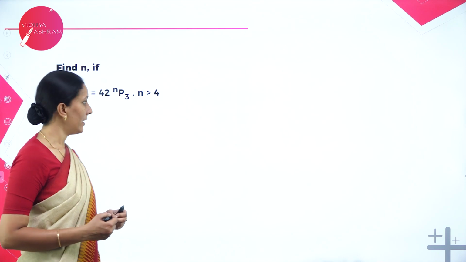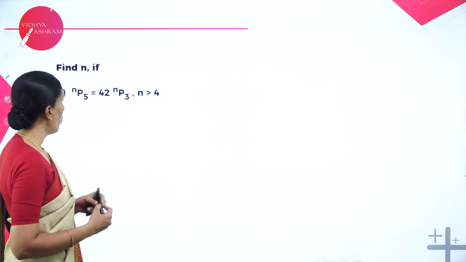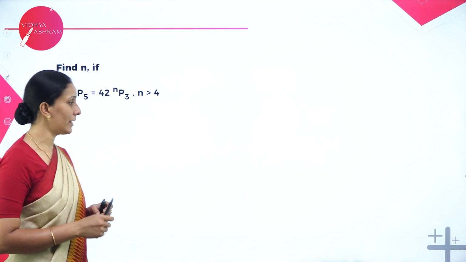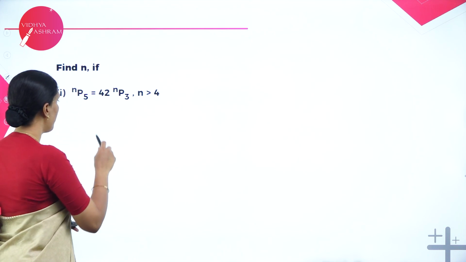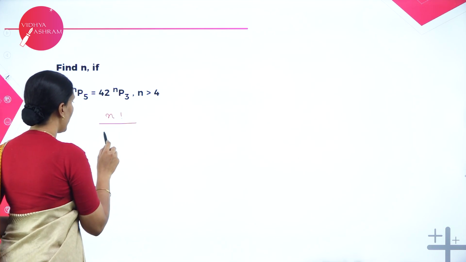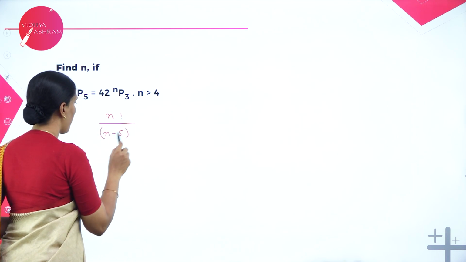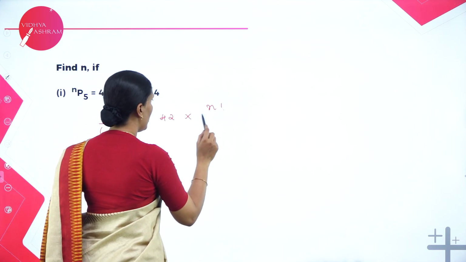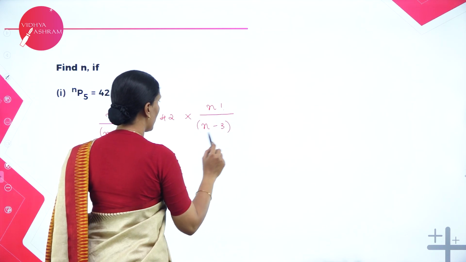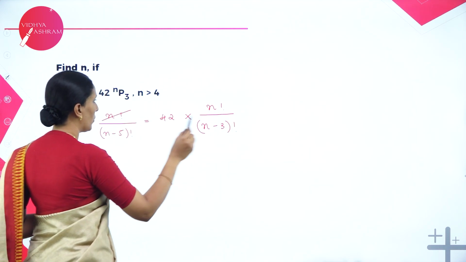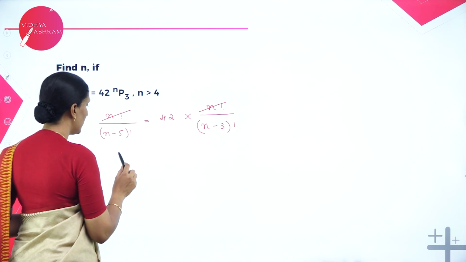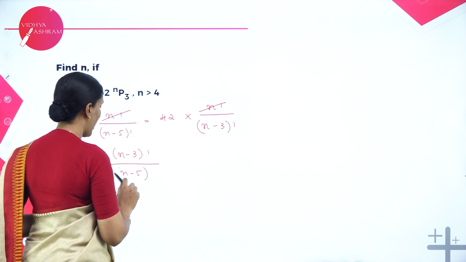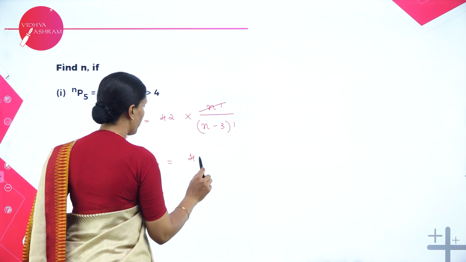Next we have: find n if nP5 is equal to 42 nP3, where n is greater than 4. The value of n must be greater than 4 here. So now nP5 can be written as n factorial by n minus 5 factorial. And here we have 42 into n factorial by n minus 3 factorial. I can cancel n factorial on both sides. Then I'll get here n minus 3 factorial divided by n minus 5 factorial is equal to 42.